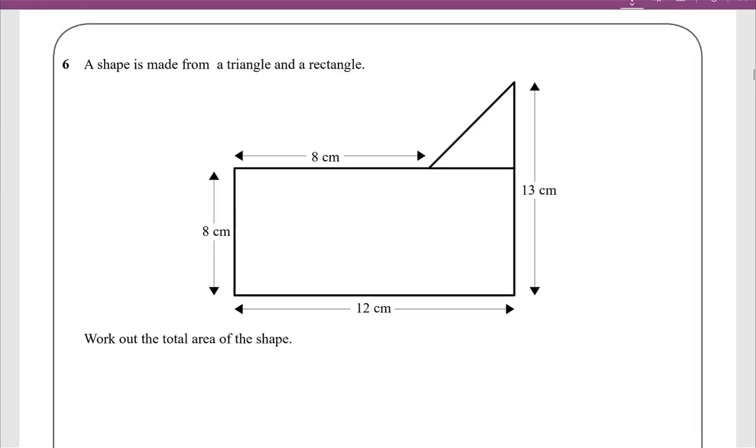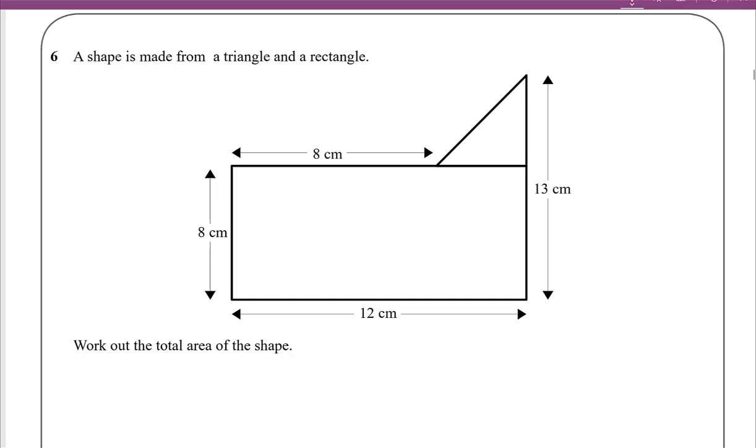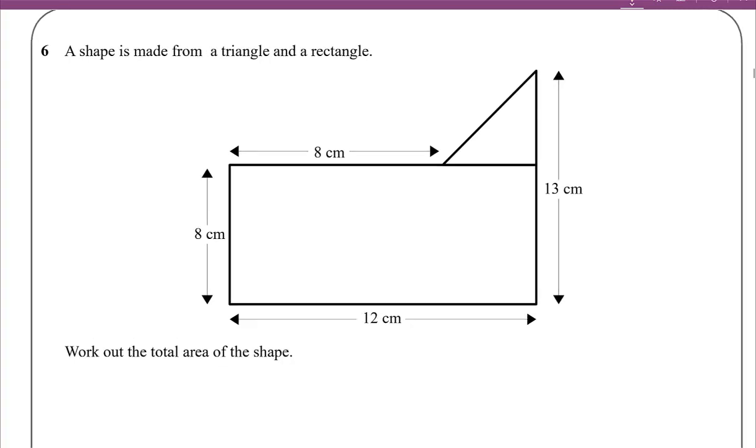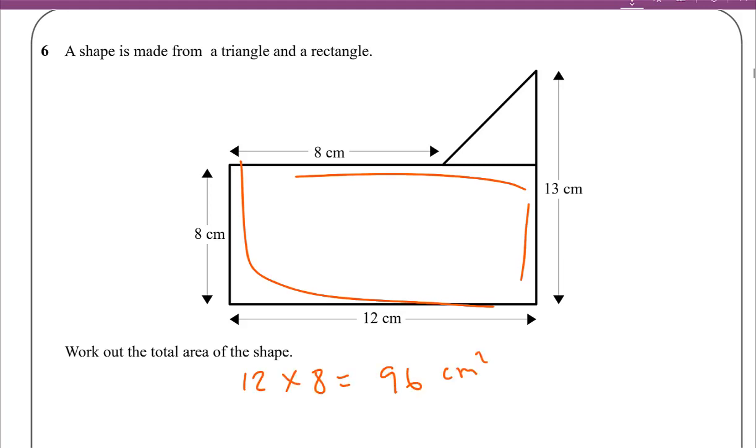A shape made from a triangle and a rectangle, and work out the total area of the shape. So first of all, when you get a question like this, always work out the easier shape. So 12 times 8, which is this rectangle here, gives us 96 centimeters squared. I always check the units are the same, so you don't need to change anything. I think I covered this question in one of my previous revision videos, so please do check it out if you're not sure.